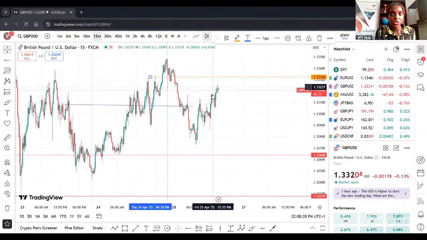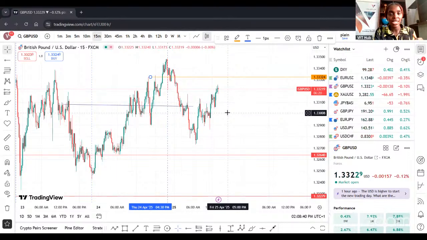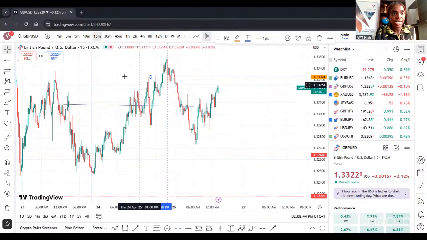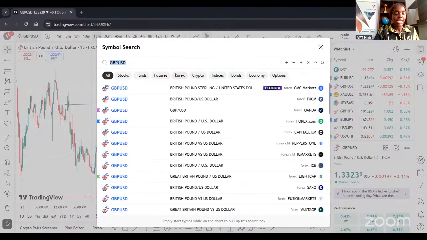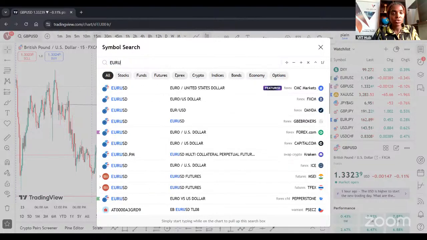Price should react when it gets to 1.3324. You can place your pending orders so that once price trades into these various points of interest, it can just trigger your trade, and you make some substantial amount from the market. And last on my list being Euro USD.